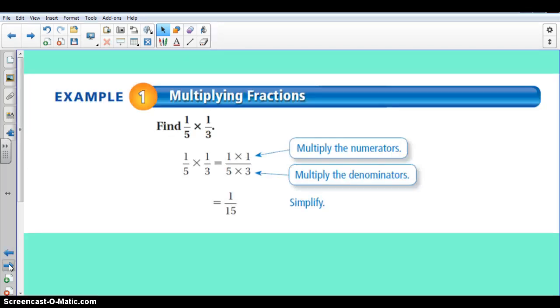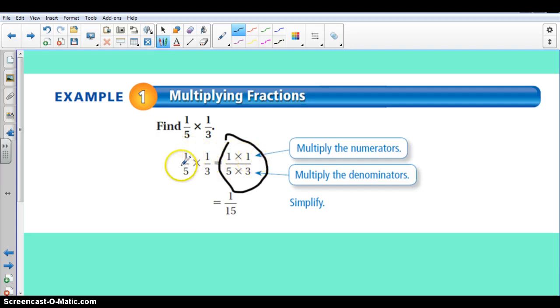In example 1 on page 56, all they're showing you, simple enough, find 1/5 times 1/3. Again, what I want you to notice is that this setup right here, where they do this line here, they want you to take the numerators, multiply them across, take the denominators, multiply them across, and then simplify. If you don't need that step to still work it out, I'm okay with that. But if you're having trouble, I may have you go back to that. So keep that step in mind. Okay, example 2.